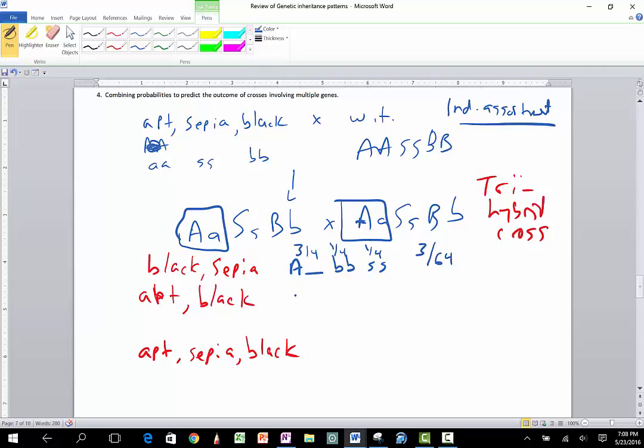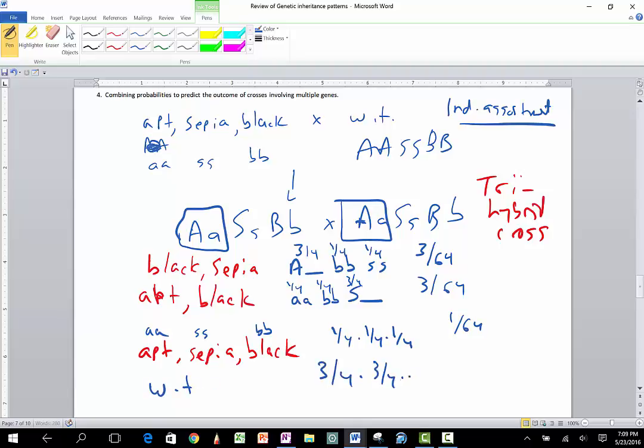Apterus and black, so Apterus, black, wild type for sepia, 1/4, 1/4, 3/4. So we had 3/64 for that. Apterus, sepia, and black is 1/4 times 1/4 times 1/4. So that's 1/64. Let's say wild type. Wild type for all three of them is going to be 3/4 times 3/4 times 3/4 is 27/64.